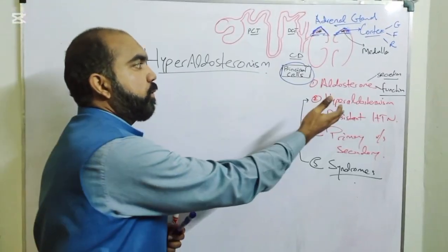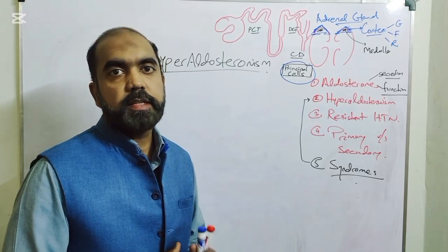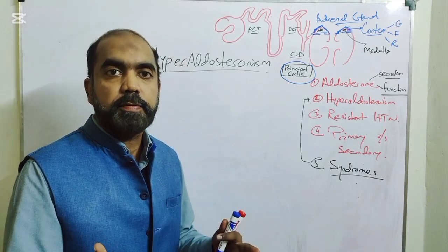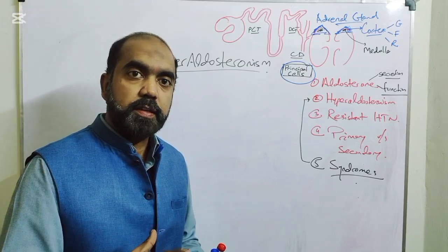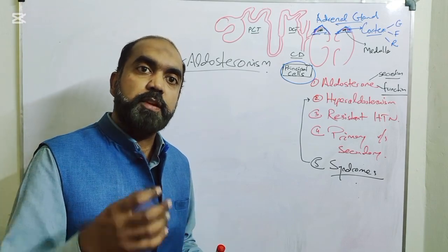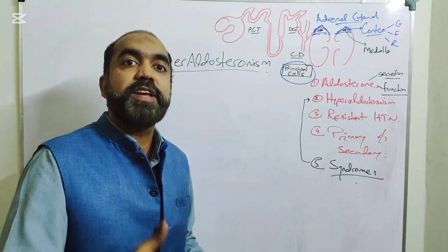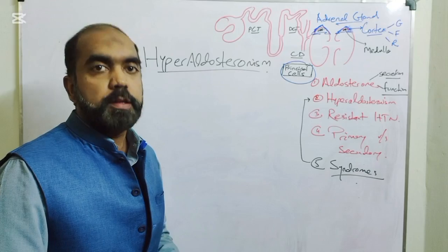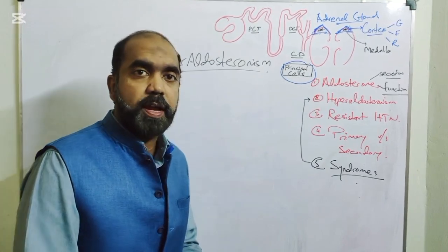So now, what is hyperaldosteronism? Hyperaldosteronism means increased level of aldosterone inside the blood, which can be primarily due to a defect inside the adrenal gland or due to any secondary underlying disease. When we say primary in the endocrine system, it means the defect or the disease is inside the gland which is secreting the hormone. When we say primary hyperthyroidism, it means a defect or disease in the thyroid gland is causing increased secretion of thyroid hormone. Similarly, when we say primary hyperaldosteronism, it means that due to a defect inside the adrenal gland, there is more and more secretion of aldosterone.